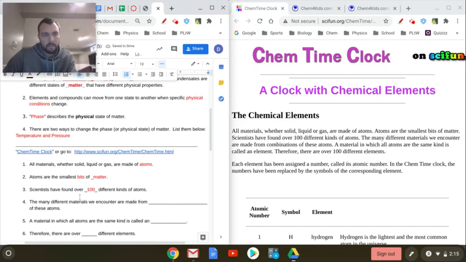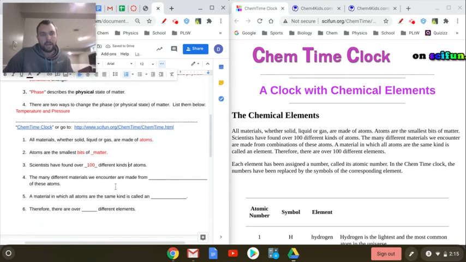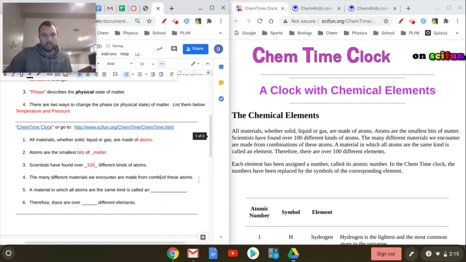There we go. The many different materials we encounter are made from combinations of these atoms. So taking these atoms and combining them in different ways, putting them together in different ways, makes all the stuff that we have in our universe. Number 5 here: a material in which all atoms are the same kind is called an element.